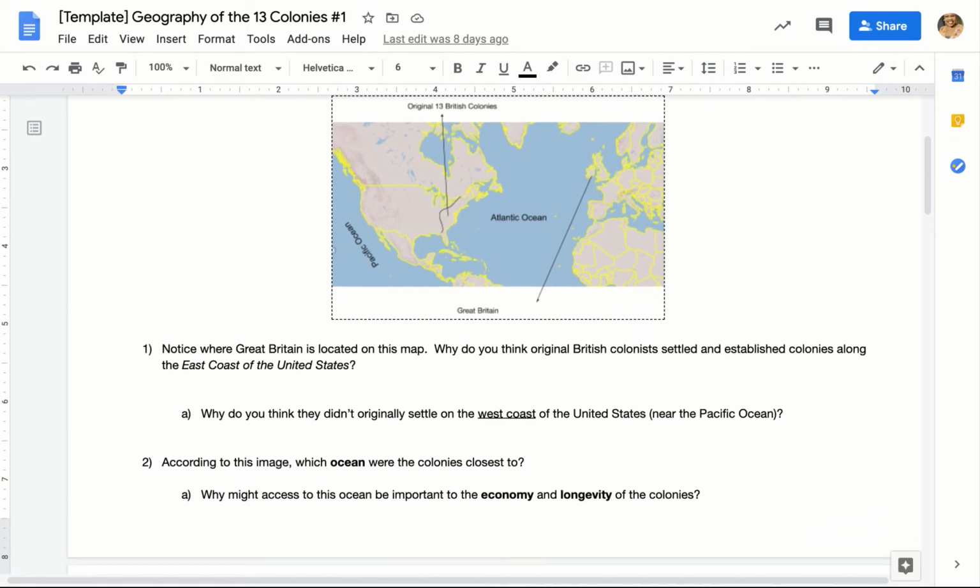Question number one asks, notice where Great Britain is located on the map. Why do you think the original British colonists settled and established colonies along the east coast of the United States? That's question one. Question 1A is, why do you think they didn't originally settle on the west coast of the United States near the Pacific Ocean?